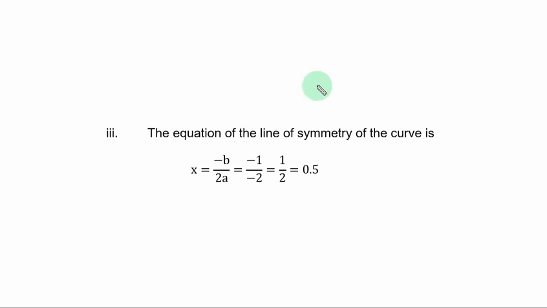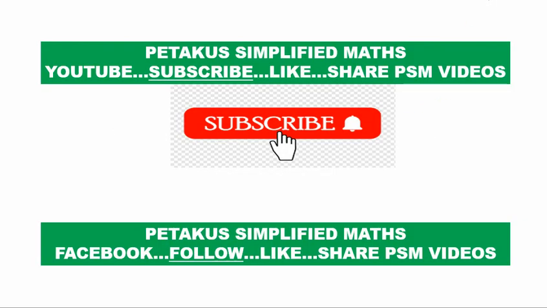Roman figure 3, the equation of the line of symmetry of the curve is obtained using this. From the previous solution, b is 1. Because b here is negative, it becomes minus 1. A is minus 1. So 2 times minus 1 becomes minus 2. That becomes 1 over 2, and you have 0.5. In other words, the equation of the line of symmetry of the curve is s equal to 0.5.